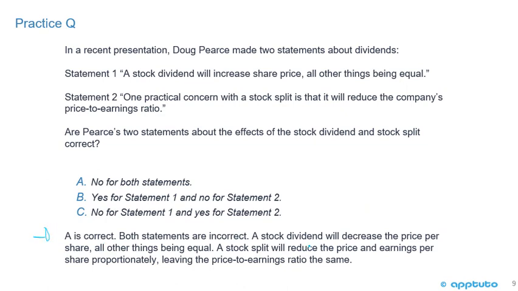Both statements are incorrect. A stock dividend will decrease the price per share, all other things being equal. So remember, if I just do my little T accounts, I've got retained earnings here and contributed capital here. With a stock dividend, there's no change to the E at all. I'm going to debit retained earnings and credit contributed capital, no change to E. But I've increased the number of shares, so the price has to have gone down, okay? Now a stock split will reduce the price and earnings per share proportionately, leaving the price to earnings ratio the same. That's the little tricky one that you might have had to think about, but once you've seen it, memorize it. The rule is that with a stock split, it will reduce the price, but it'll reduce the earnings per share proportionately, leaving the PE ratio the same. P went down, earnings per share went down proportionately, no change to the PE.